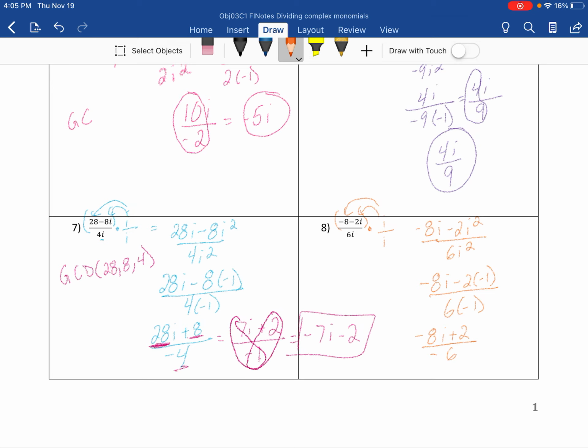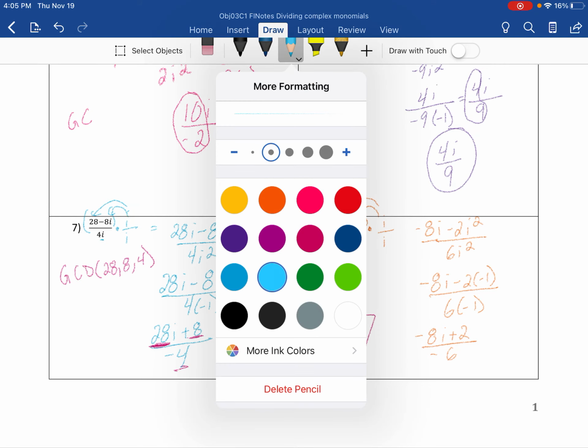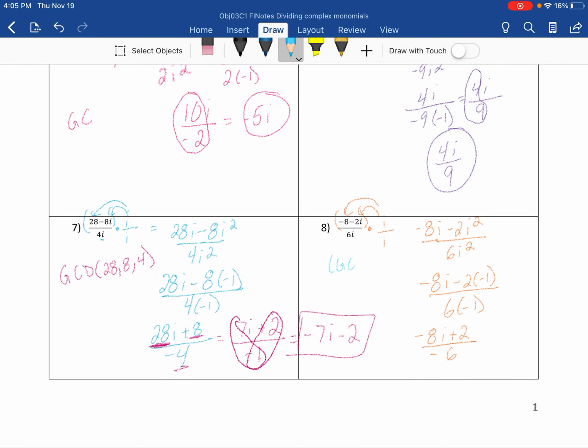Okay, now I find my greatest common factor, so I'm going to do GCD, and I'm going to do 8, 2, and 6. And the answer is going to be 2, so I'm going to divide all of these by 2. So negative 8 divided by 2 is negative 4i. 2 divided by 2 is 1. And negative 6 divided by 2 is negative 3. And there's your final answer.